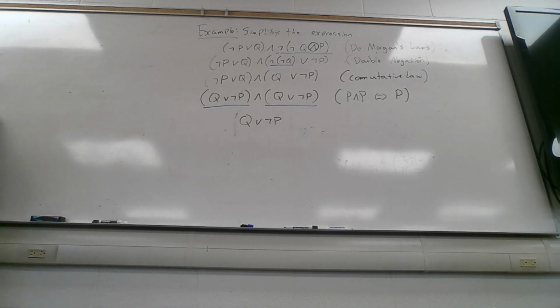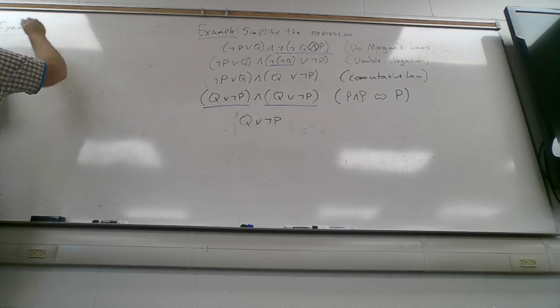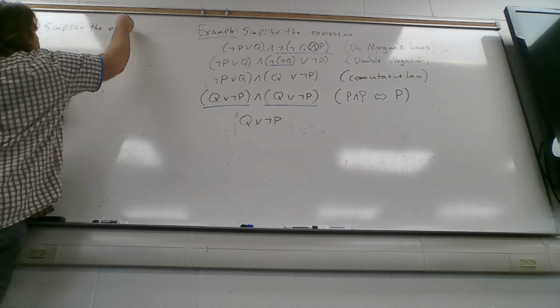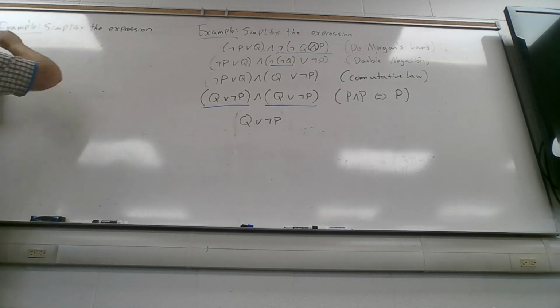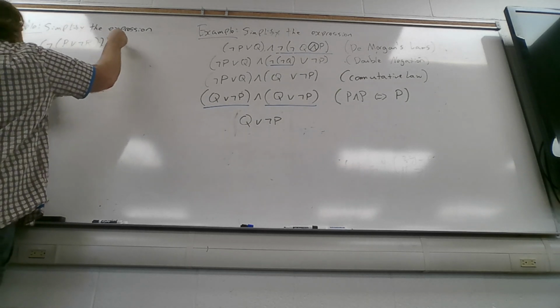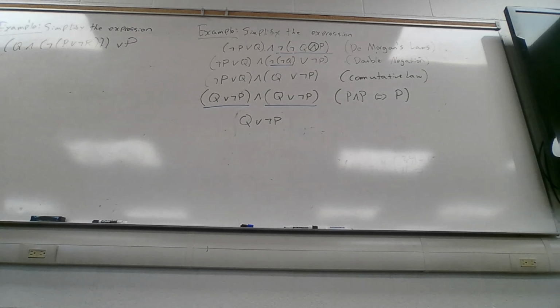Okay. I'm going to write this down. Simplify the expression: Q and not P or not R. A lot of brackets here. Or P, which a lot of brackets also usually makes it pretty clear what we mean by simplify, right? We got a lot of brackets, let's get rid of brackets, right? As best we can.